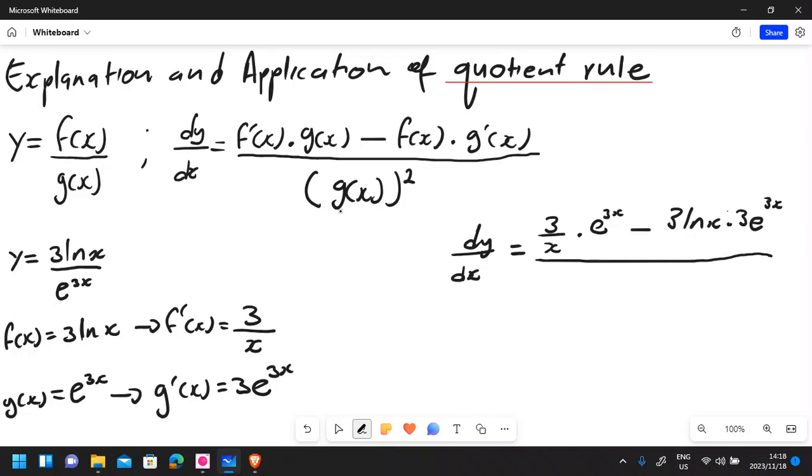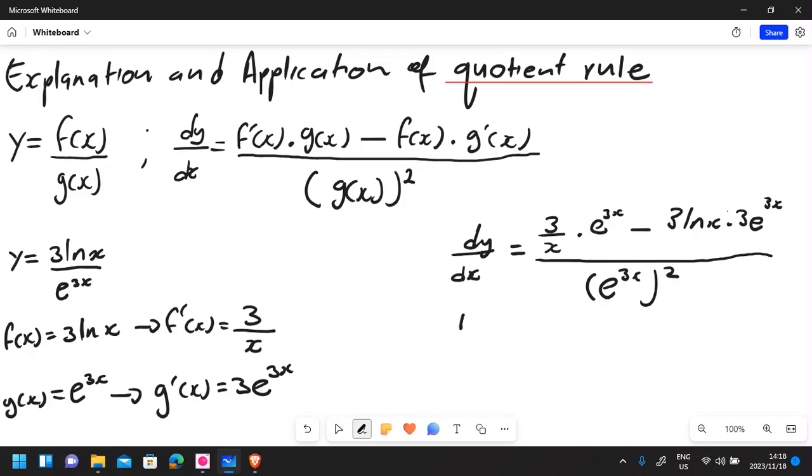Remember, now on the denominator, what do we have here? We're going to square g of x. So what is our g of x here? Our g of x is e to the power of 3x. Then we square it. That's it, guys. That's how you do it. Then you can continue here.